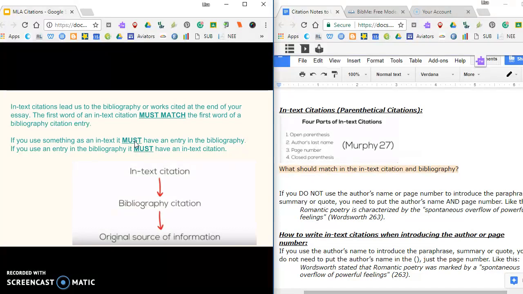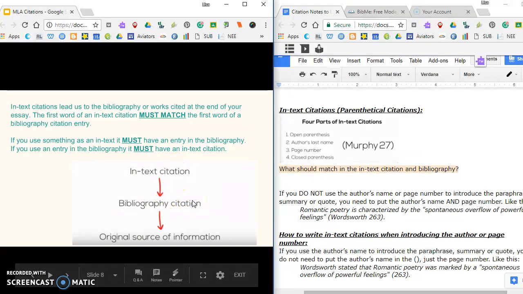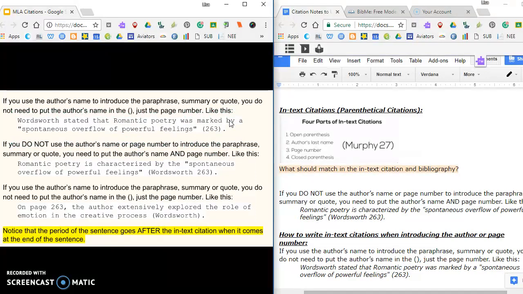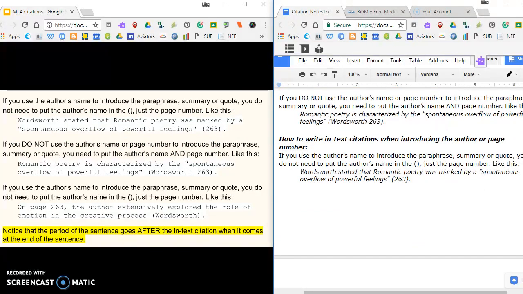And if you have an entry in the bibliography, it must have an in-text citation, because that's how it works. Our in-text citation leads us to our bibliography. Our bibliography, or works cited page, leads us to the original source of information. So if I have a bibliography, I have to have an in-text citation of where I used it. And if I have an in-text citation, that should lead me directly to my bibliography where I've cited that source. Please make sure that this is done when we get to our research essay later on in this unit. I have some information, and the rest of this information, because it is a lot, guys, is all going to be found in your notes.